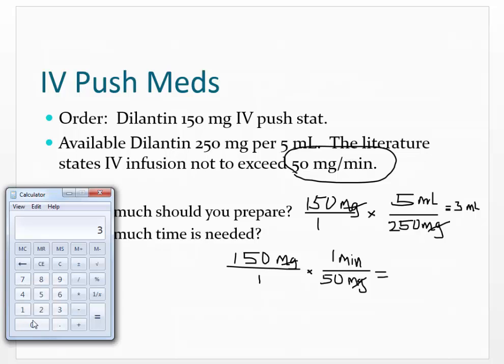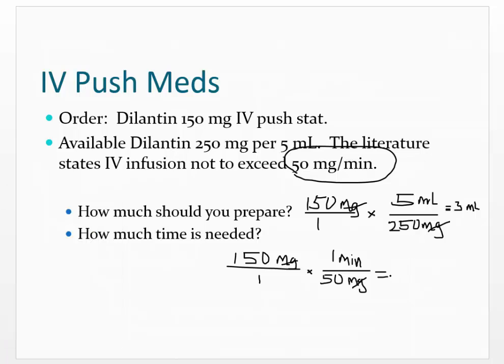So I go to my calculator, 150 divided by 50, and I come up with 3. However, this time my label is minutes, so 3 minutes for this particular infusion. I'm not asked, but if I were, how many milliliters per minute? 3 milliliters over 3 minutes. I can see that that reduces to 1 milliliter per minute.